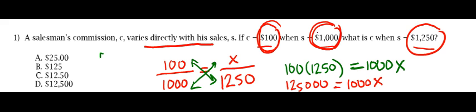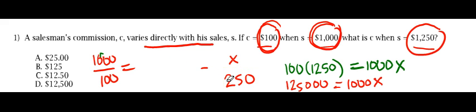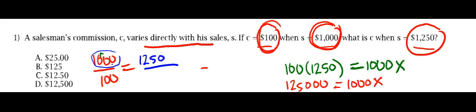Now you may say, what if you chose to put 1,000 on top and 100 on bottom? Well, totally legal, as long as you kept the things on top related to each other. So if you wanted to put the 1,000 on top, you'd always have to put the 1,250 on top too, because the 1,000 refers to the amount of sales. So you also have to put the amount of sales on top right here. So it doesn't matter how you set up your proportion, as long as you're being consistent about what the top means and what the bottom means.